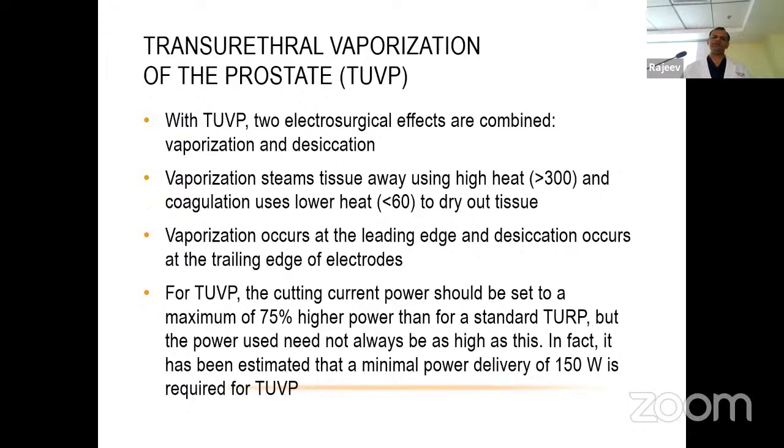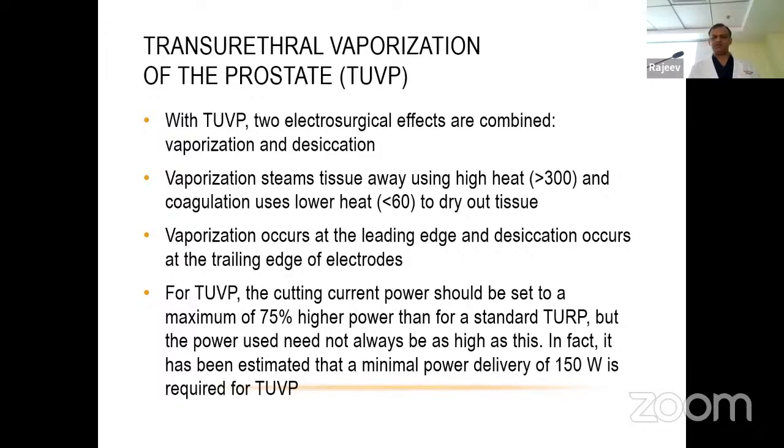And TUVP, that is the transurethral vaporization of prostate, has two electrosurgical effects combined, that is vaporization and desiccation. Vaporization steams tissue away using high heat, more than 300 degrees centigrade, and coagulation uses lower heat to dry out the tissue. Vaporization occurs at the leading edge and desiccation occurs at the trailing edge of the electrode.